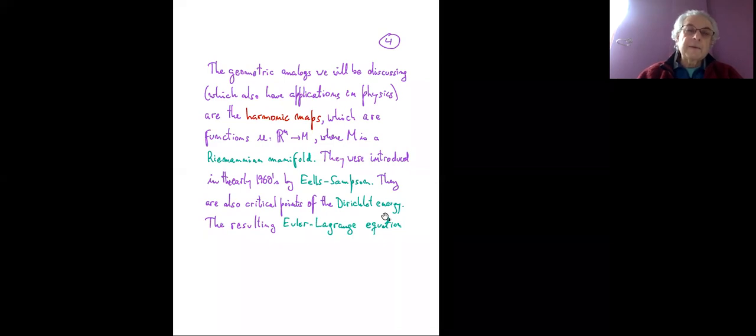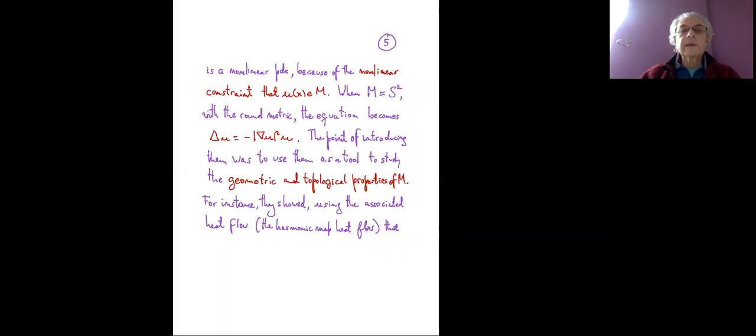This results in an Euler-Lagrange equation, which is a nonlinear PDE because you need a Lagrange multiplier because of the nonlinear constraint that u of x now is manifold valued. To give you an idea of what these equations look like, when the target is the usual sphere S2 in the round metric, then the nonlinear equation becomes Laplacian of u equals minus |grad u|^2 times u. Now remember that u is vector valued because it takes its values on the sphere.